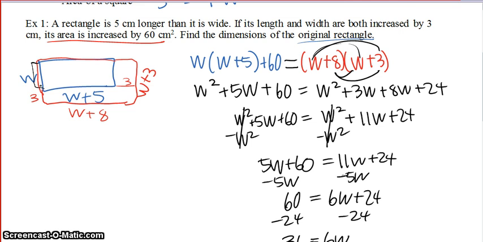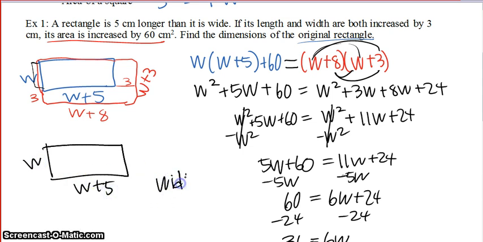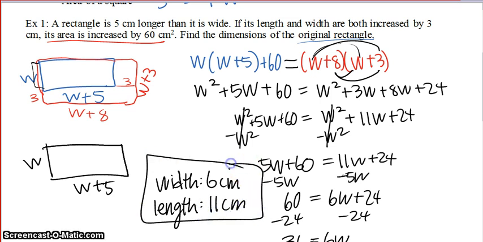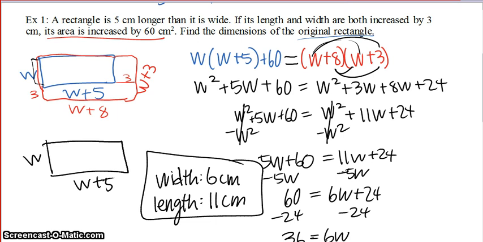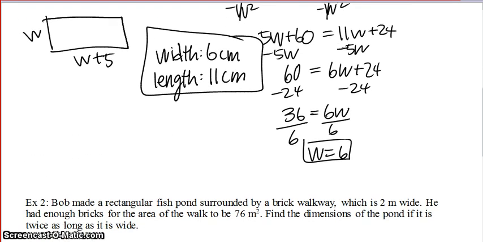Okay, so it asks us for the dimensions of the original rectangle. Well, we know our original rectangle was the blue one, and it was W by W plus 5. So its width, we know W is 6, so it's 6 centimeters, and we know that if we add 5 to the width, we get our length, which would be 11 centimeters. There you have it. So we found our dimensions, because the dimensions are length and width. And if we wanted to find it of the new one, we could do that too, but it didn't ask us.